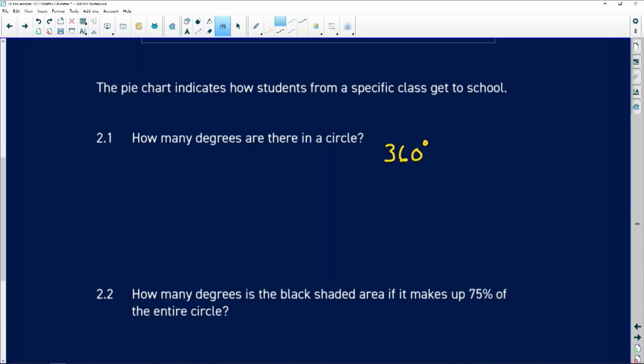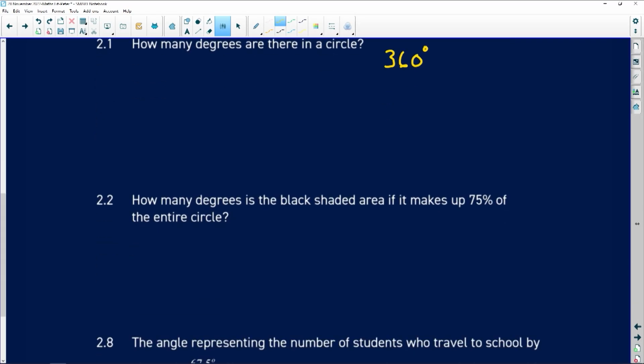Now it says, how many degrees is the black shaded area if it makes up 75% of the entire circle? So we've got 75%. How do we write 75%? 75 over 100. And that's 75% of 360 degrees in total. So we have a total of 360 degrees, but we don't want all of it. We only want 75% of that 360 degrees. And so that's what we're going to do.